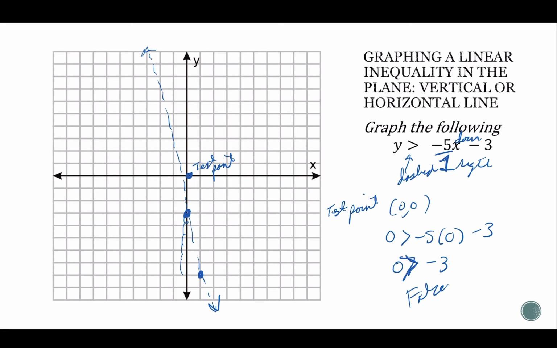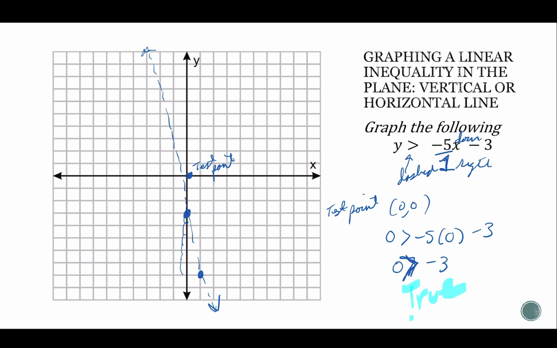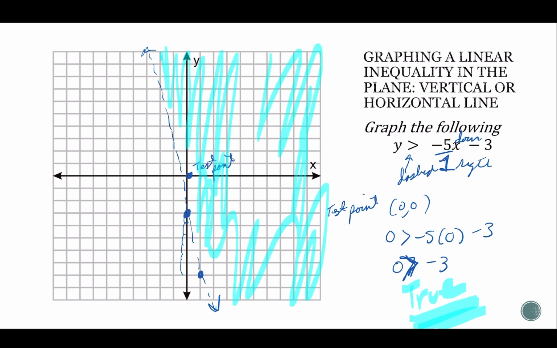Wait, 0 is greater than negative 3. I'm losing my mind. I've been making YouTube videos all day. 0 is greater than negative 3. That's true. Hooray. Okay? So we're going to shade the side that contains the test point, which would be up top here. Everybody makes mistakes.